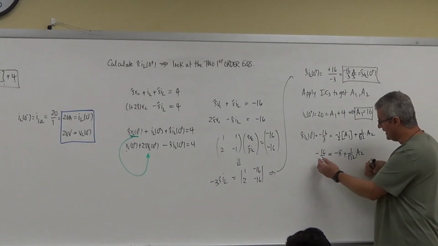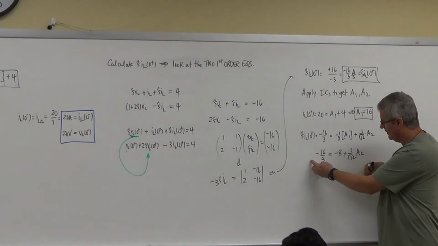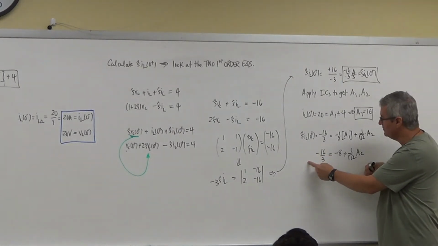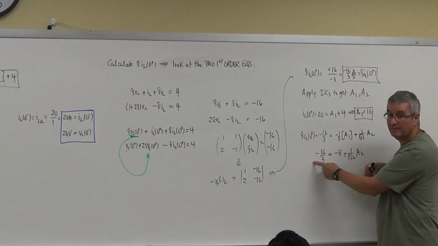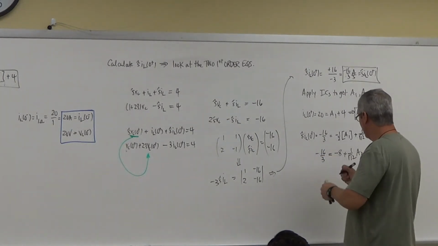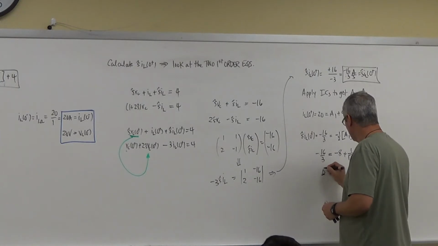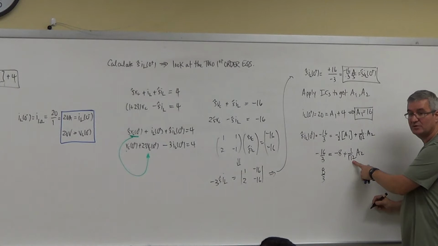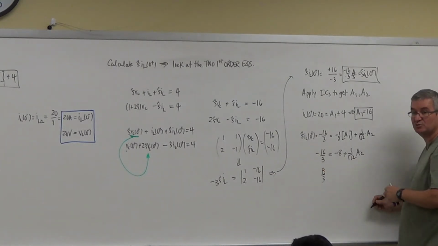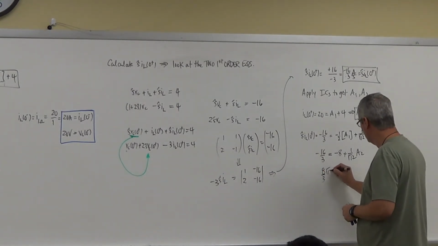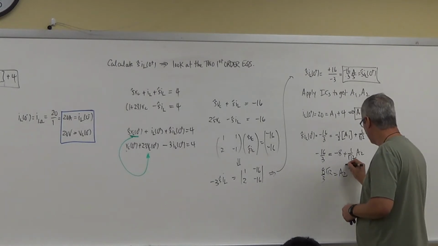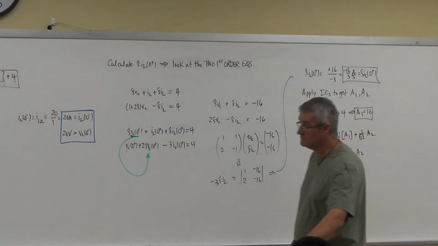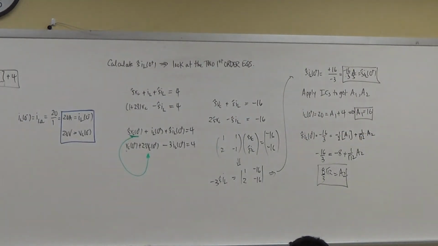So if I bring this 8 over here, that's the same as 24 over 3, which gives me positive 8 over 3. So I get 8 over 3, and then I got to clean this guy out. So then I multiply both sides by the square root of 12, and that gives me A2. Okay? Now let's put this all together.